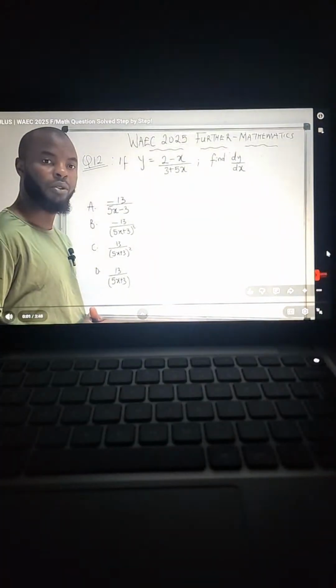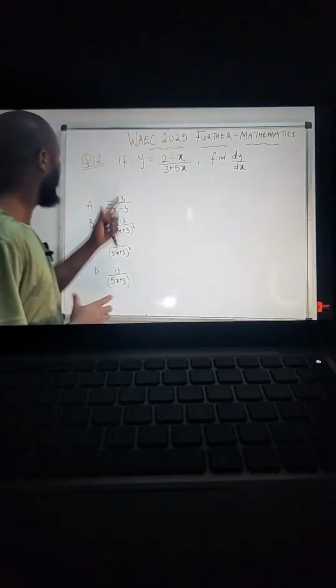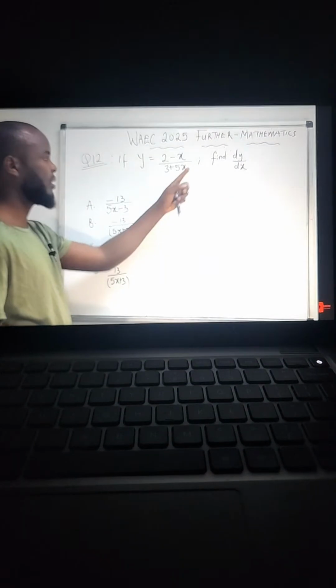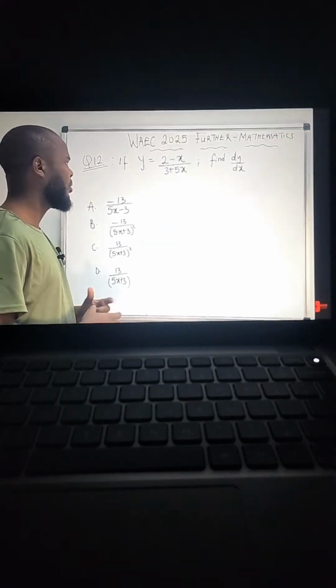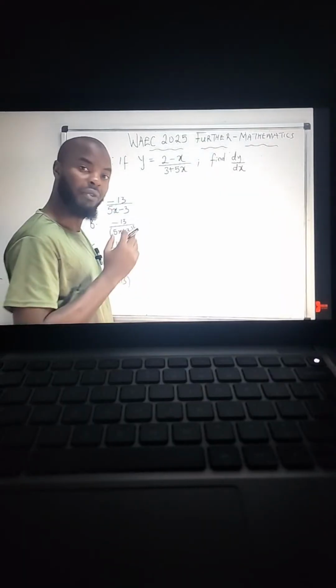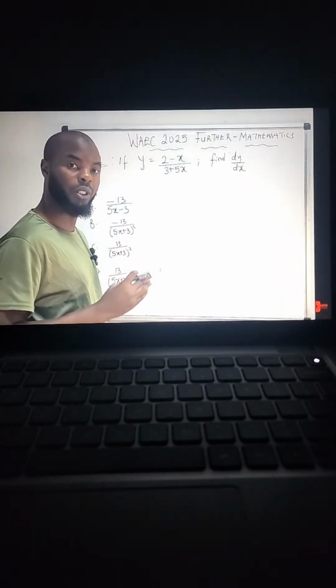Today I'll be doing question number 12. It says, if y equals 2 minus x over 3 plus 5x, find dy/dx. This is calculus. How do we do this? If you look at this, this is something we call the quotient rule. We have the product rule and we have the quotient rule in calculus.